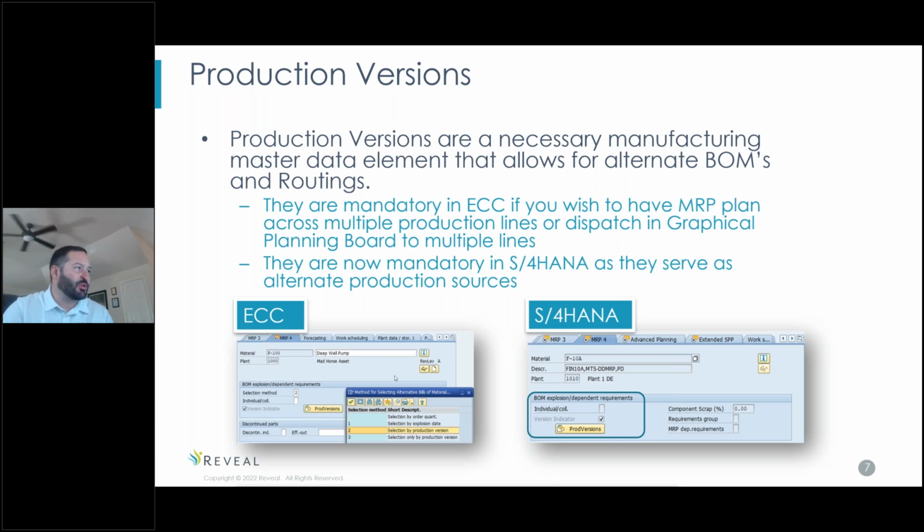This is just a depiction or a picture of ECC versus S4HANA in MRP4, where you can actually select the BOM explosion requirements. Here, you can select by production versions or only by production versions in ECC. In S4HANA, you can see that field doesn't even exist. So again, they moved completely away from giving you the option to now you really have to. This is typically a relatively big lift for a lot of companies who haven't already started using production versions.